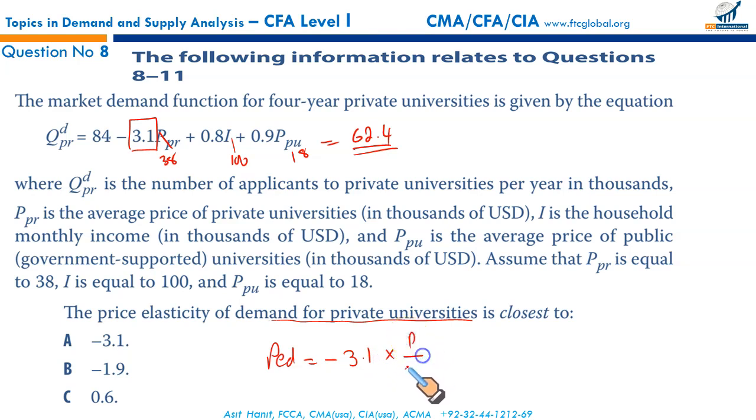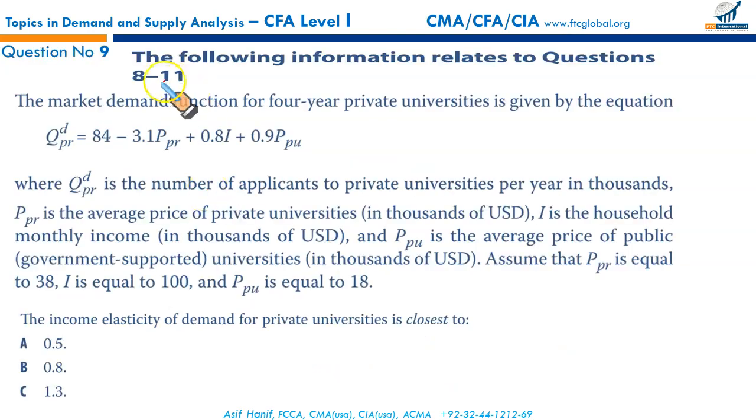price upon quantity demanded. We have the price given here as 38, divided by 62.4. So negative 3.1 times 38 upon 62.4 will give you negative 1.9. So this is the price elasticity of demand for private universities. You just had to replace the numbers, use the formula appropriately, and you got your answer. Next.